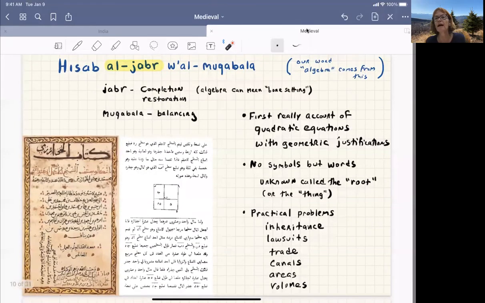And it included some practical problems such as inheritance, lawsuits, trade, canals, areas, and volumes. So similar to some of the works that we've seen from earlier civilizations. Also, if you take a look at this image, this is what it looks like. There's a lot of words. And then there are illustrations using squares.